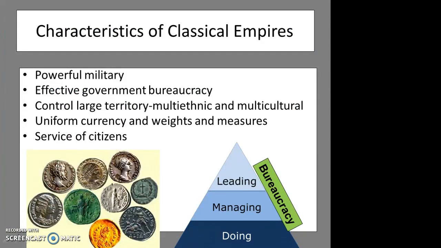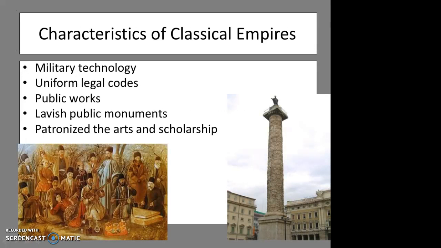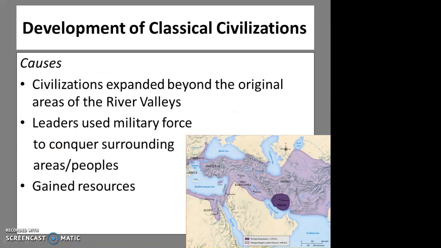Some of the characteristics we need to understand about classical empires is they were very powerful, had very powerful militaries, effective governments. The currency was uniform. They came up with a measuring system. Service for the citizens was expected. Large territorial control, etc. They also had strong military technology. They instituted public works systems, legal codes such as Hammurabi's Code. As you can see in this picture, the monuments, and they were also patrons of the arts and of learning.